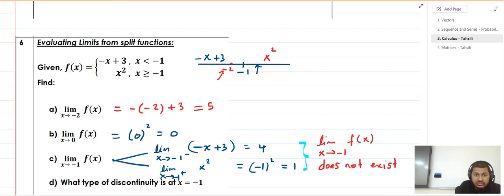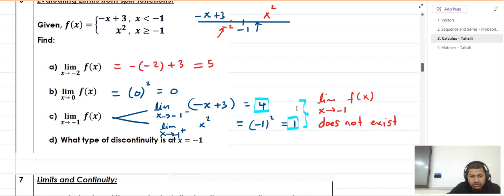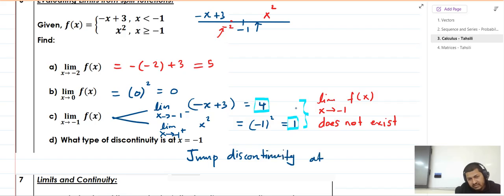What is a jump discontinuity? When the limit approaches two different constant values, not infinite values, constant values. So this is a jump discontinuity at x is equal to, so what do we have? What type of discontinuity is at x is equal to negative 1? So we can say there is a jump discontinuity at x is equal to negative 1, as you can see here.